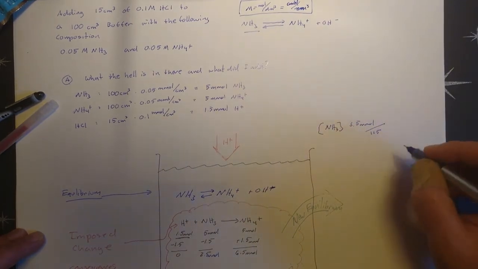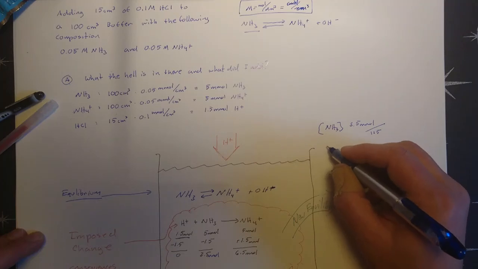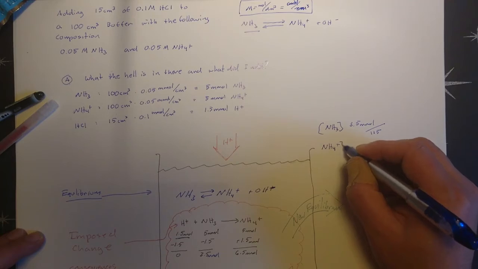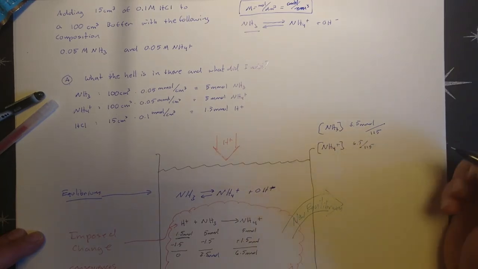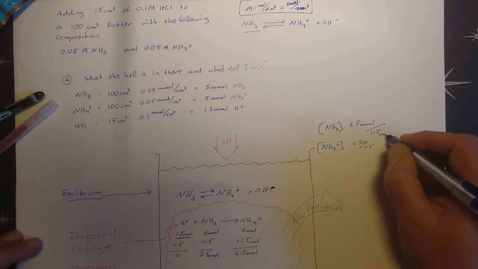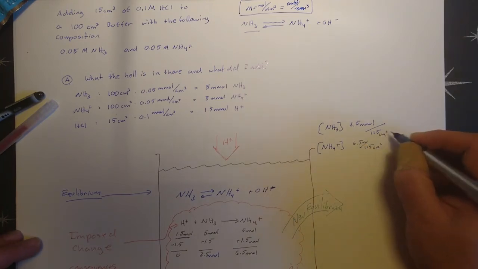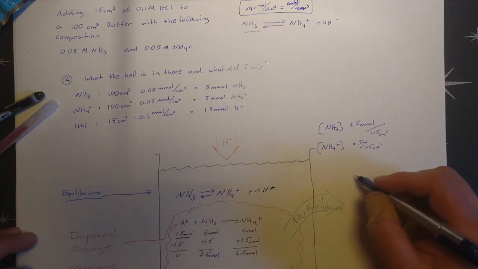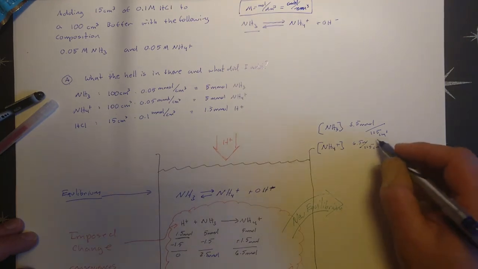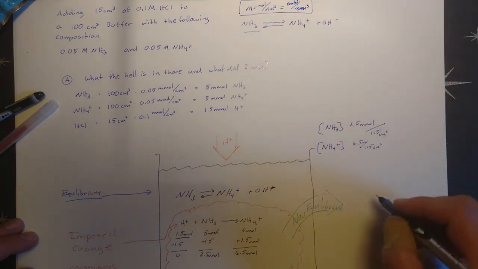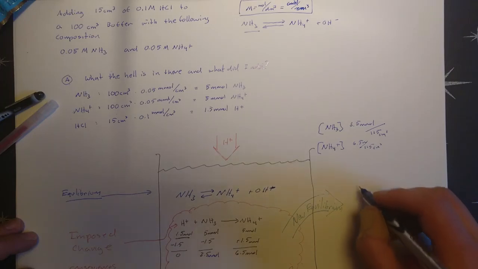All right, the new one. And if we look at NH4 plus, it's going to be 6.5 divided by 115 millimoles per cubic centimeters. But when we look at what happens in the Henderson-Hasselbalch equation, we realize that actually we can get away with skipping this problem. Because we don't actually have to do these calculations. And let's look at why.